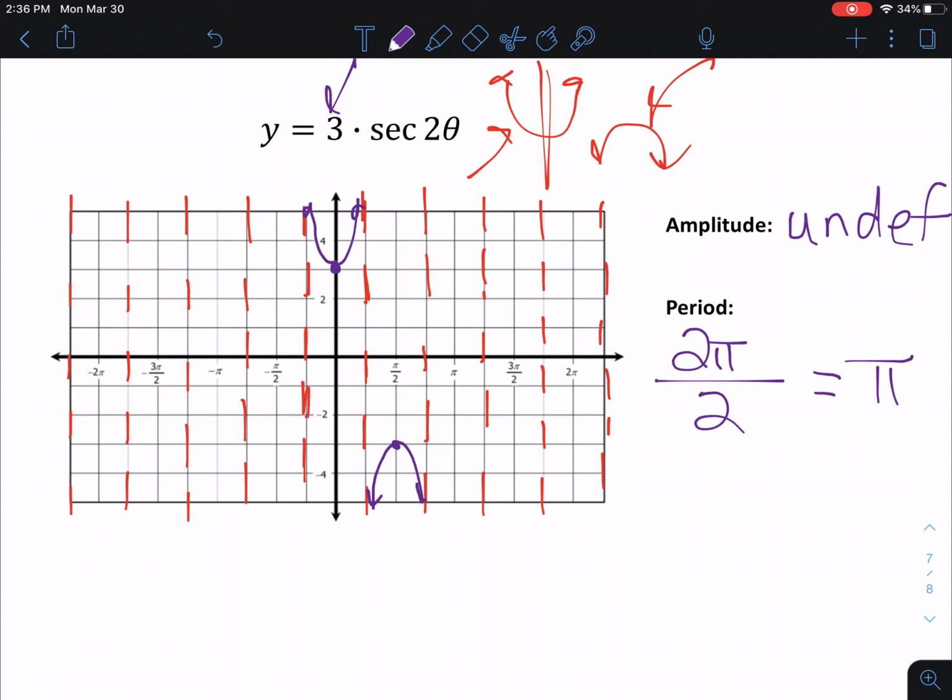So now I just have to fill out a bunch of these all the way through on either side. Okay. As my dog is walking through here. Okay. All right, so that would give us our 3 times secant of 2 theta graph.